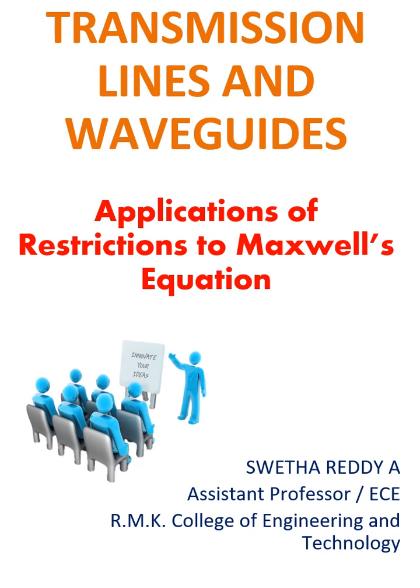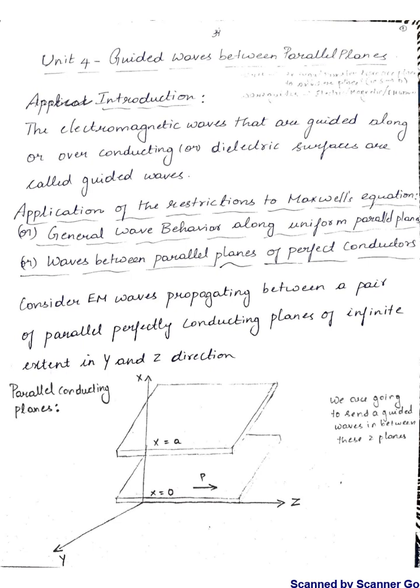Today we are going to see about applications of restrictions to Maxwell's equation. The other name for this is general wave behavior along uniform parallel planes, or waves between the parallel planes of perfect conductors. Here we are going to consider EM waves propagating between a pair of parallel perfectly conducting planes of infinite extent in the y and z direction. So this is the diagram.